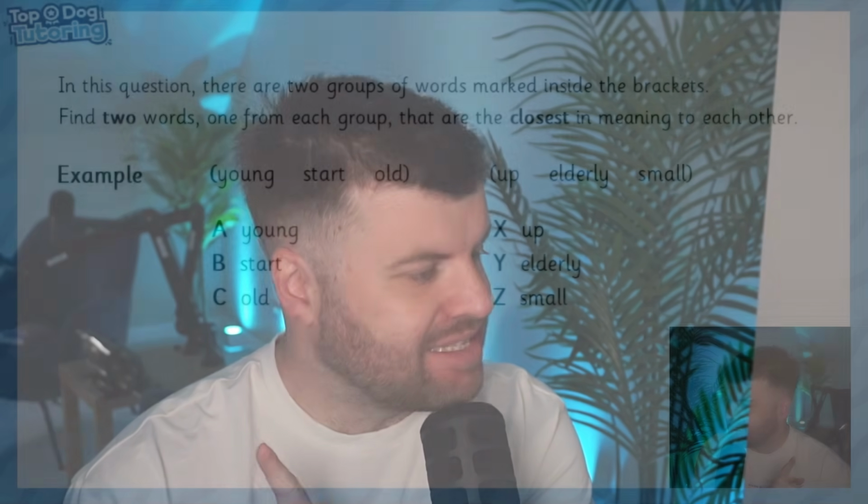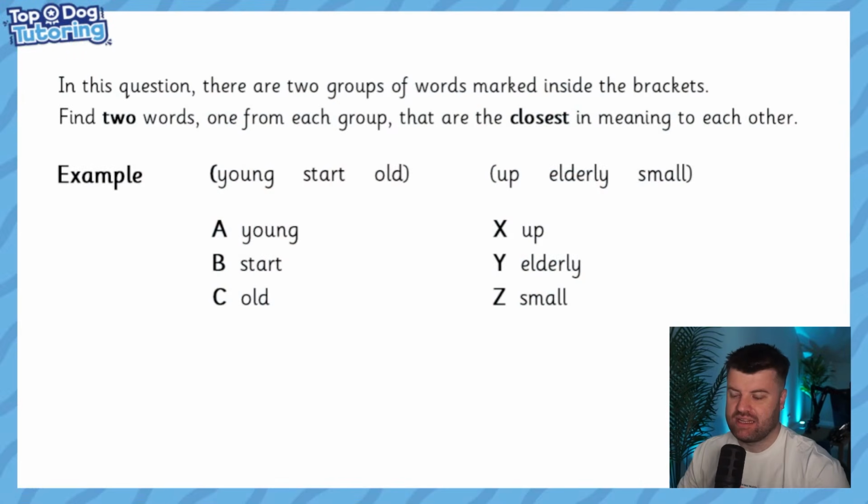My name is Dylan, and in this one we're taking a look at a very common 11+ style question for verbal reasoning, and it is synonyms. Now here it is, an example question. Let me read the instructions to you.